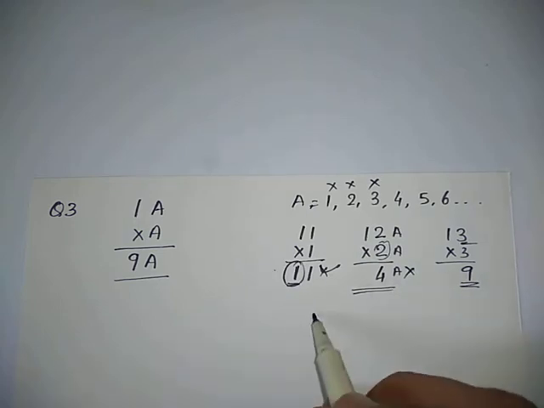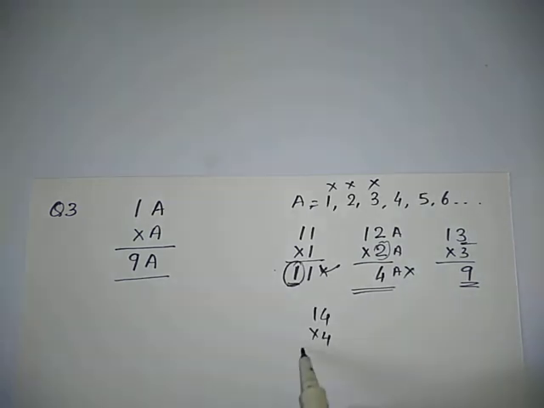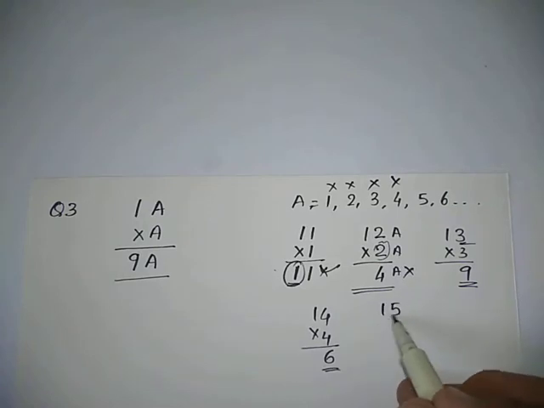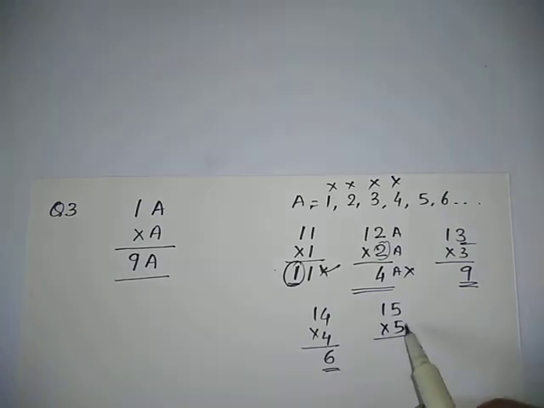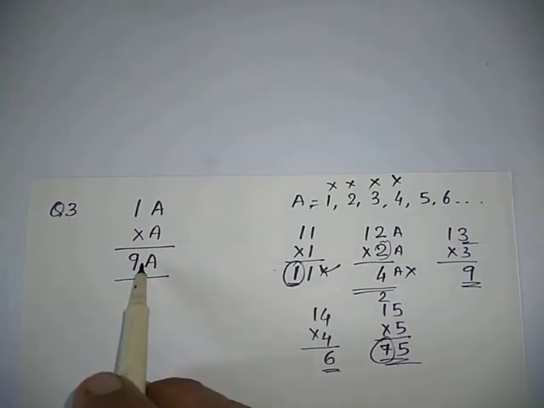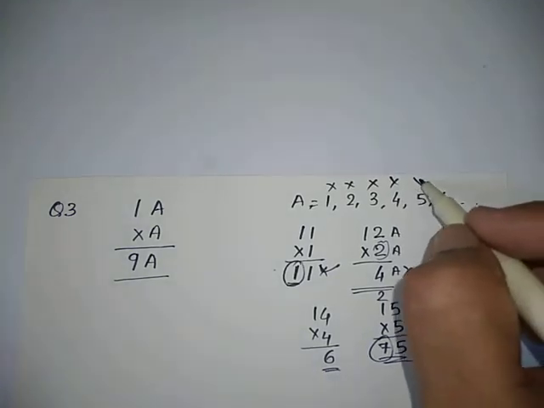Okay. Then if I take 14, so I need to take 4. 4 4s are 16. But in the unit place, here also I require A as 4, so this one is also not possible. If I take 15, 5 5s are 25, 2 remains as a carry. 5 2s are 10, 5 1s are 5, 6 and 7, 75 I am getting. I am not getting 9 as a tens place digit. So again I proceed that 5 is not possible.